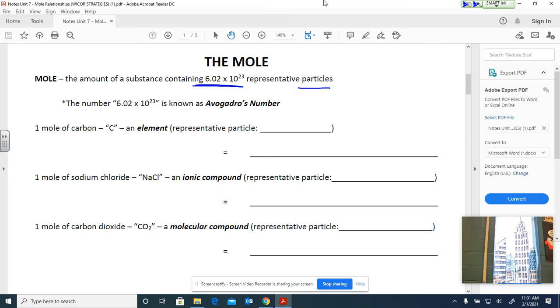We needed a way to count atoms. We cannot see atoms. We cannot count them one by one. They are way too tiny. So Avogadro, that was his last name, spent a lot of time trying to figure out a way to count groupings of atoms, be able to measure them out precisely in a way that we could use them in a chemical reaction and use the right amount.